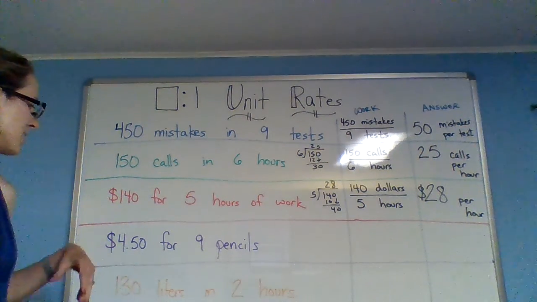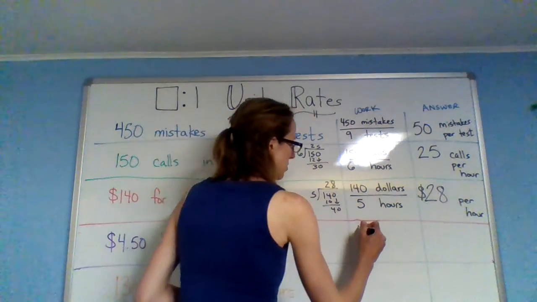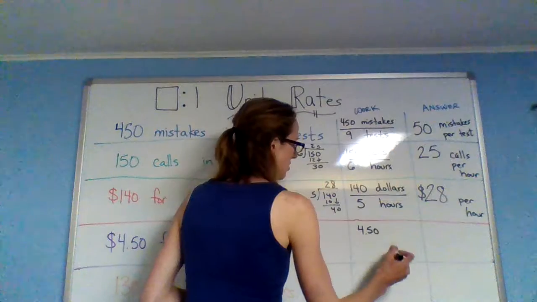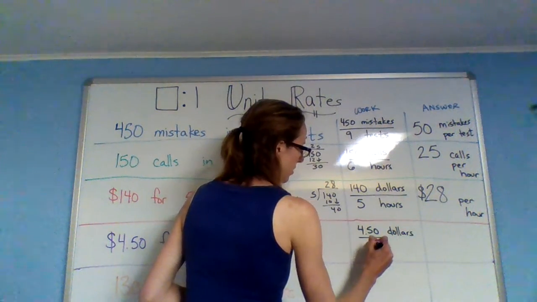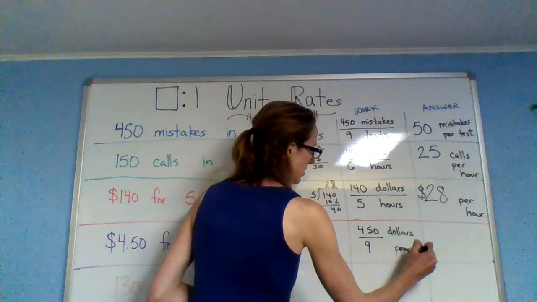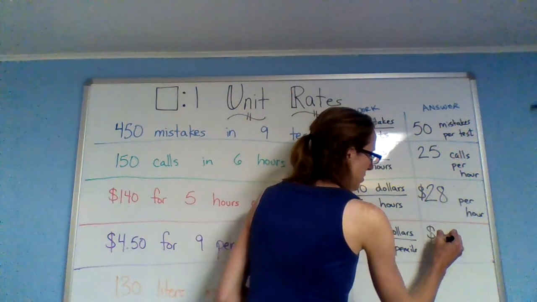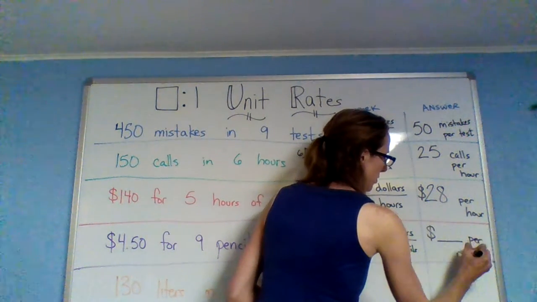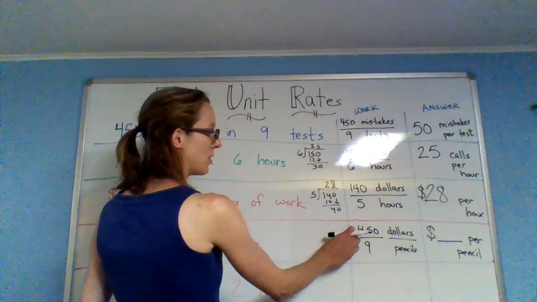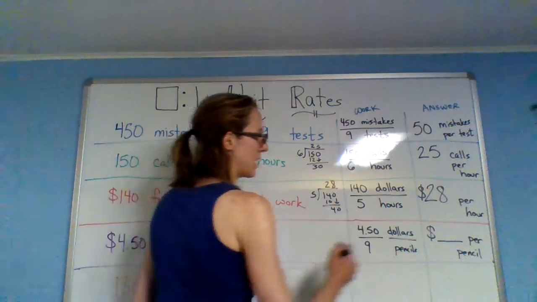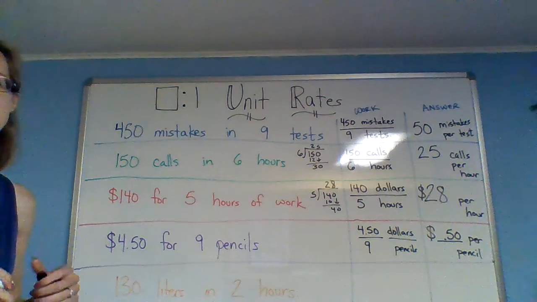All right, you go to buy a box of pencils and it's $4.50 for 9 pencils. So $4.50 divided by 9 pencils is going to give us our cost per pencil. So it's going to be some amount per pencil. 4.5 divided by 9. I know that 4.5 is half of 9. So I would say 50 cents per pencil.